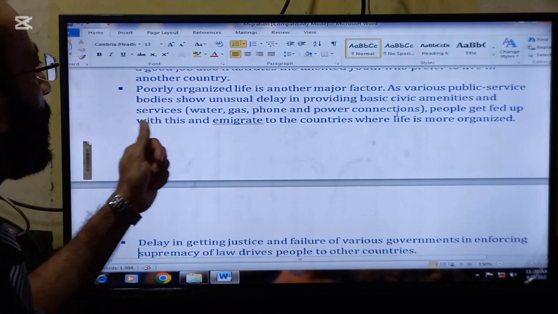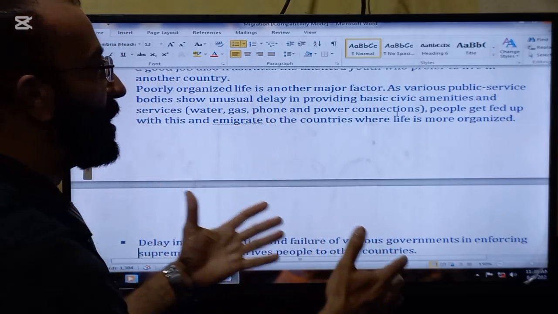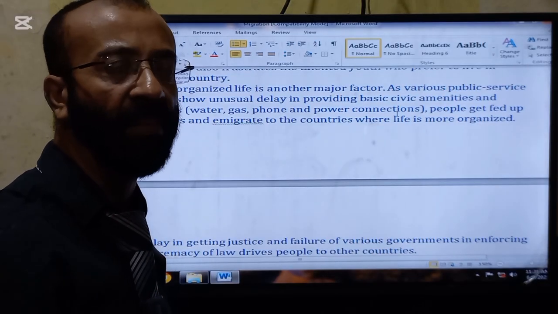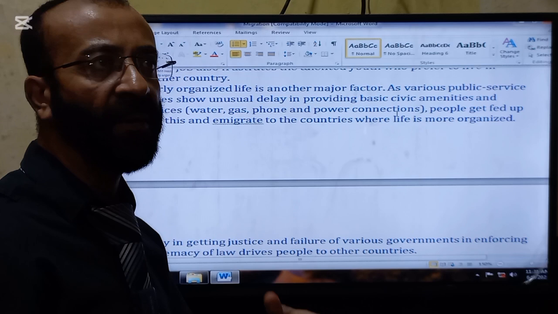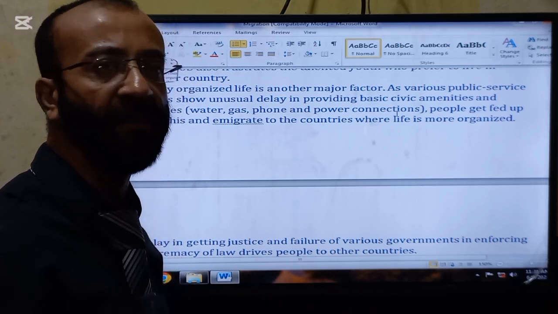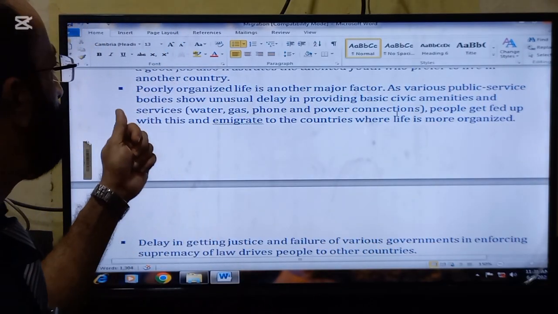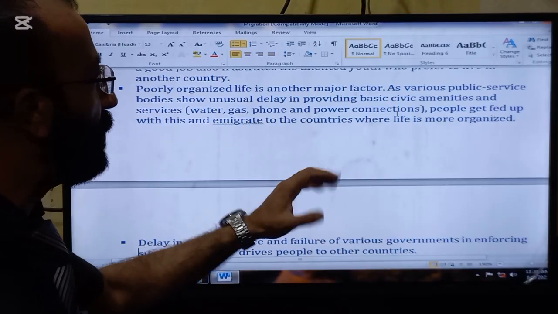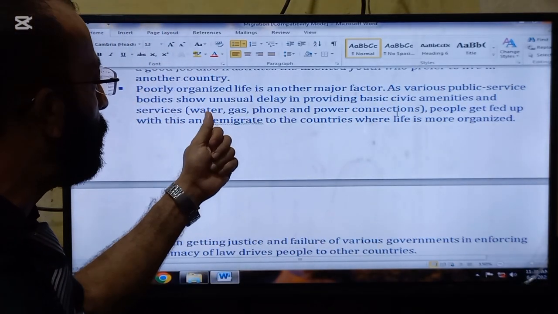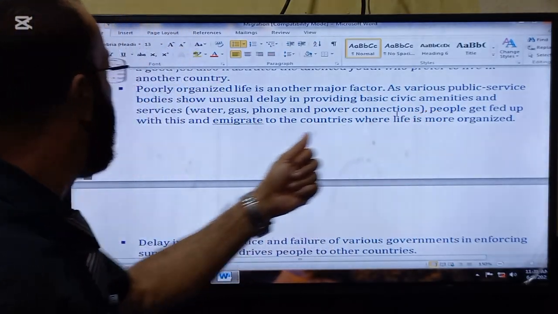Next, a poorly organized life is another major factor. We do not have good infrastructure in Pakistan, like roads are not in good condition, and parks, cinemas, theaters, recreational facilities, like entertainment facilities, educational facilities, health facilities are very bad in Pakistan as compared to the richer countries. So poorly organized life is another very important factor, as various public service bodies show unusual delay in providing basic civic amenities and services.